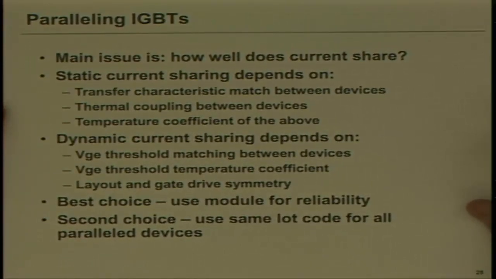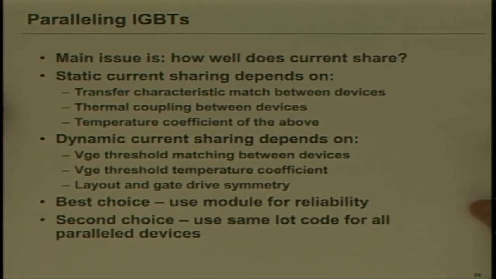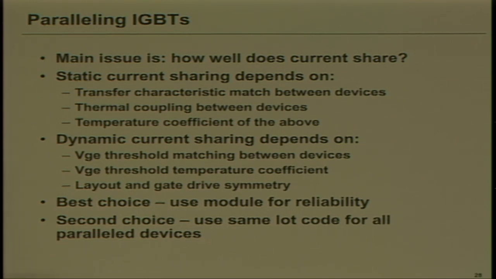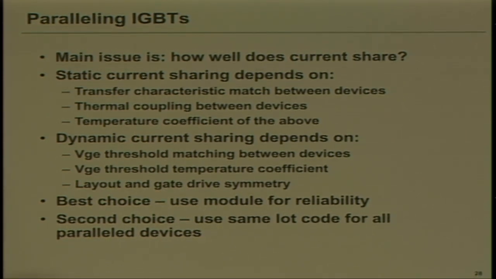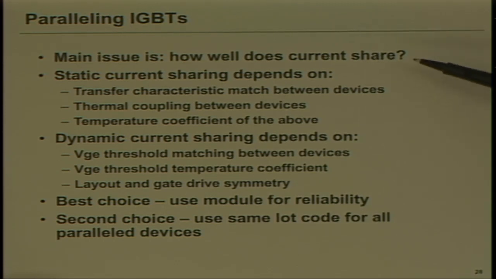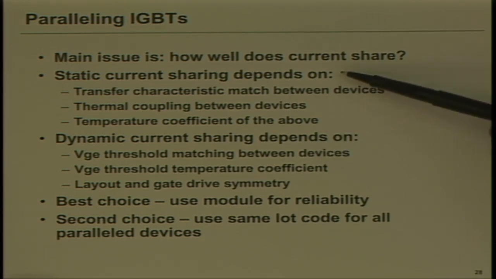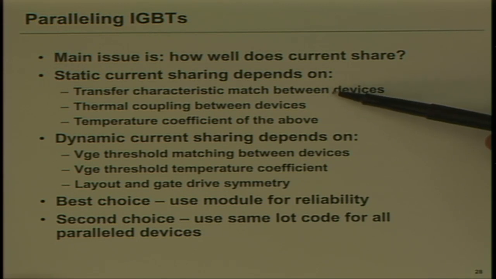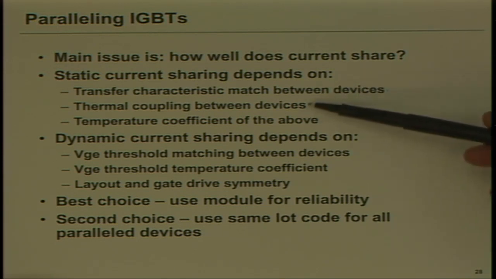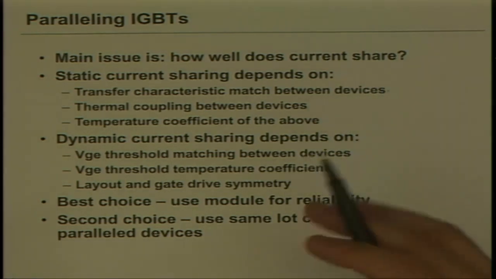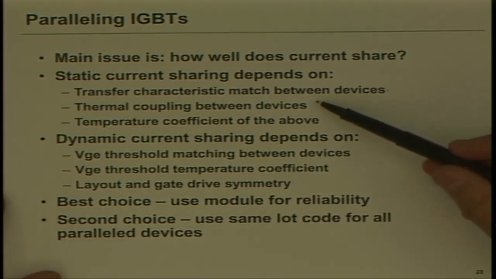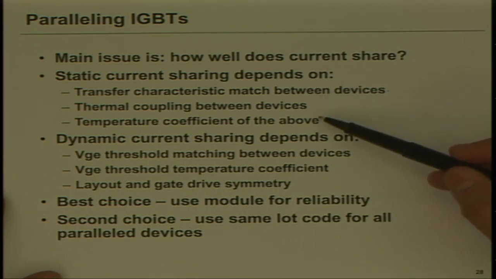So just the last couple of things here on paralleling. The IGBT die itself is made up of trillions of little cells all in parallel, but they're all processed at the same time, so they're matched, right? When you try to parallel IGBTs on your own, you run into some issues of how well they are going to share current. You have both static and dynamic current sharing potential issues. On the static side, you've got whether the transfer characteristics are matched between the devices. Are they thermally coupled? Are you going to end up with one getting hotter and hogging more and more current, and thermal runaway? There are temperature coefficients associated with these.